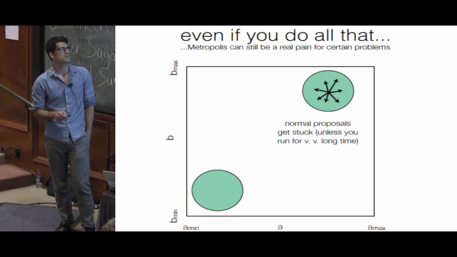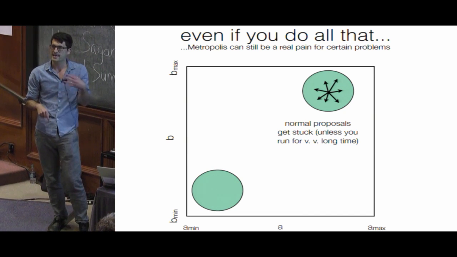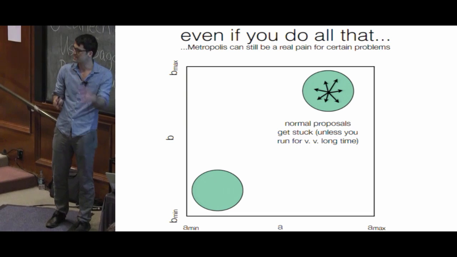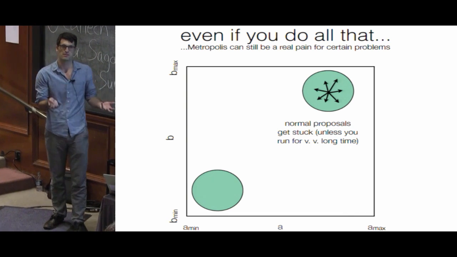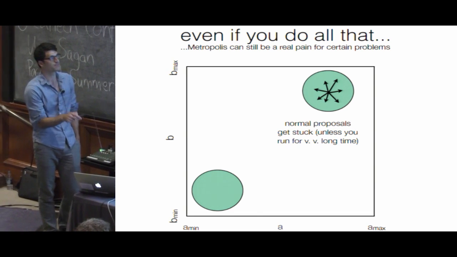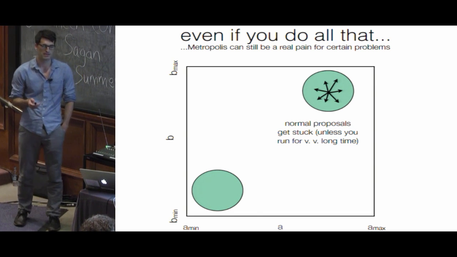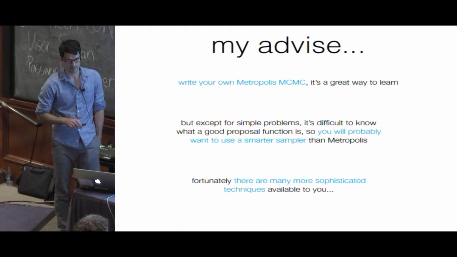Another example is a multimodal problem. So I have two good solutions. The MCMC can get out of local minima, but if the minimum is deep enough, it'll be stuck there for a very long time. So in principle, you might have to run billions of chains before it has a chance of getting over here. So that's also bad. There are issues where this simple approach is not going to work.